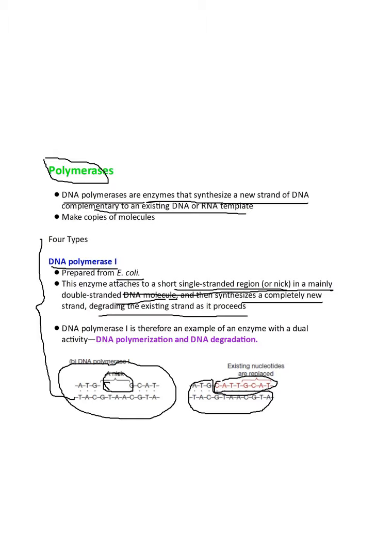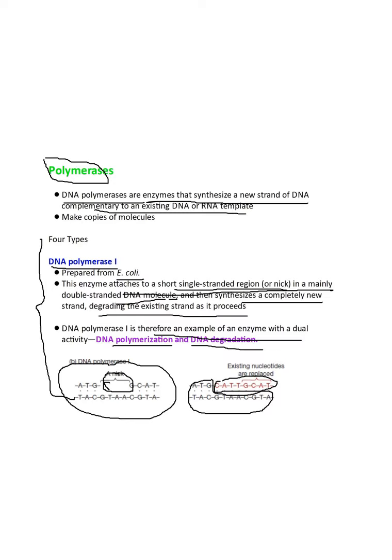If you are not able to follow this one, just remember that it attaches to a double stranded DNA at a single stranded region, then synthesizes a completely new strand as its function, but it degrades the existing strand as it proceeds. So DNA polymerase 1 is an example of an enzyme with dual activity. It has DNA polymerization and DNA degradation. Polymerization is its function, and degradation is where it degrades the existing strand.